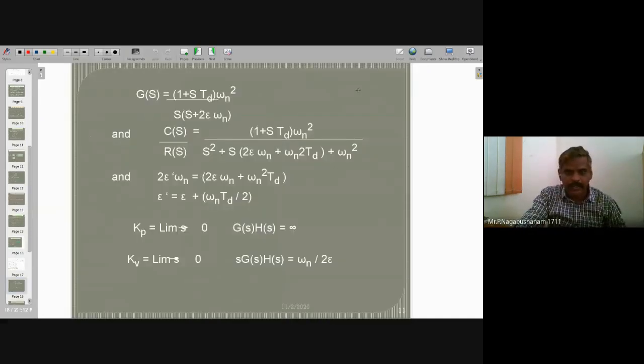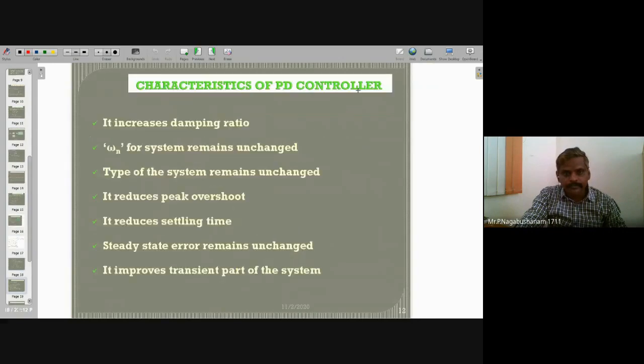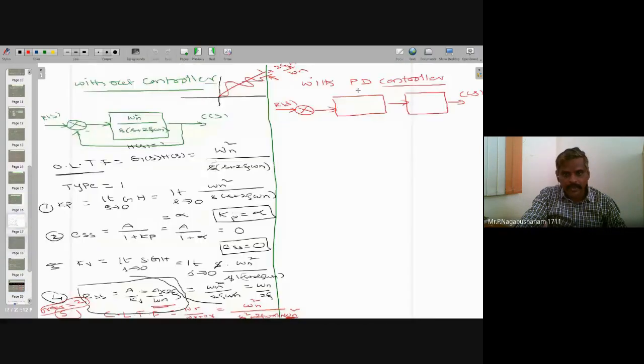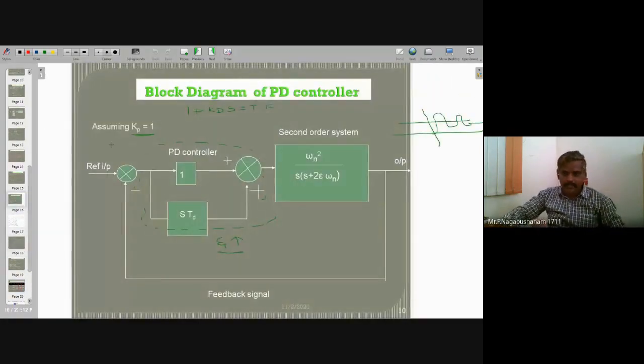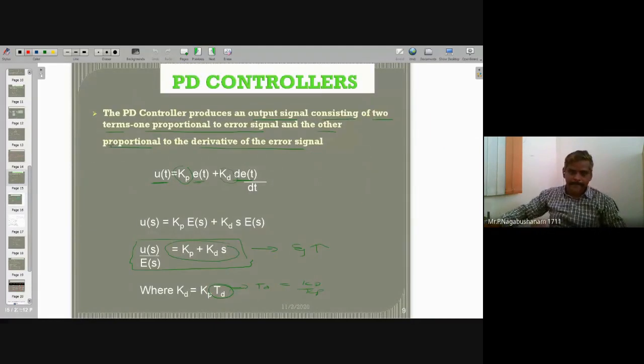If it is a PD controller, its transfer function is, check it out, Kp plus Kd into S. So PD means proportional plus derivative of the error signal. A PD controller produces an output signal consisting of two terms. One is proportional to the error signal. The other one is proportional to the derivative of the error signal.